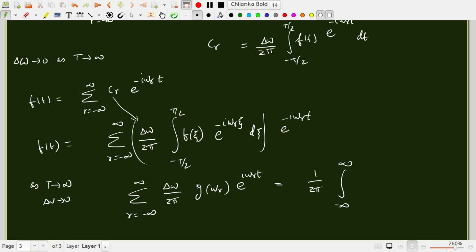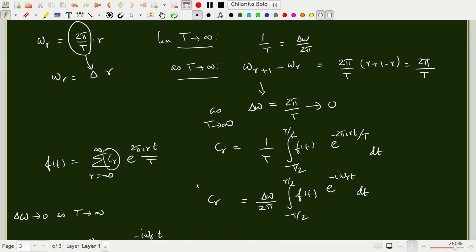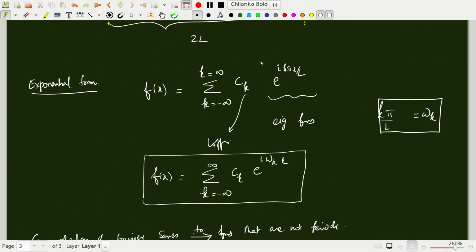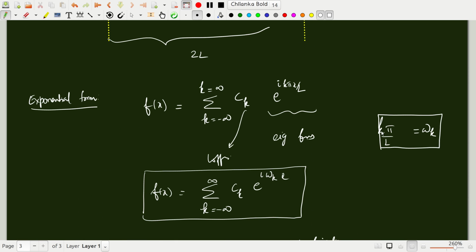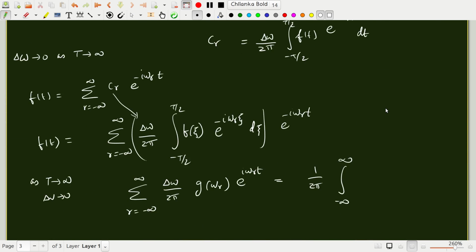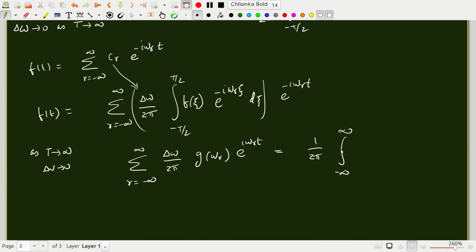Instead of r we have omega, and omega r is r pi by L. So as r goes to infinity, omega also goes to infinity. That's why I have changed the summation to an integral, and the limits of integration go from minus infinity to plus infinity. Now the delta omega becomes d omega. This is g of omega e to the i omega t.